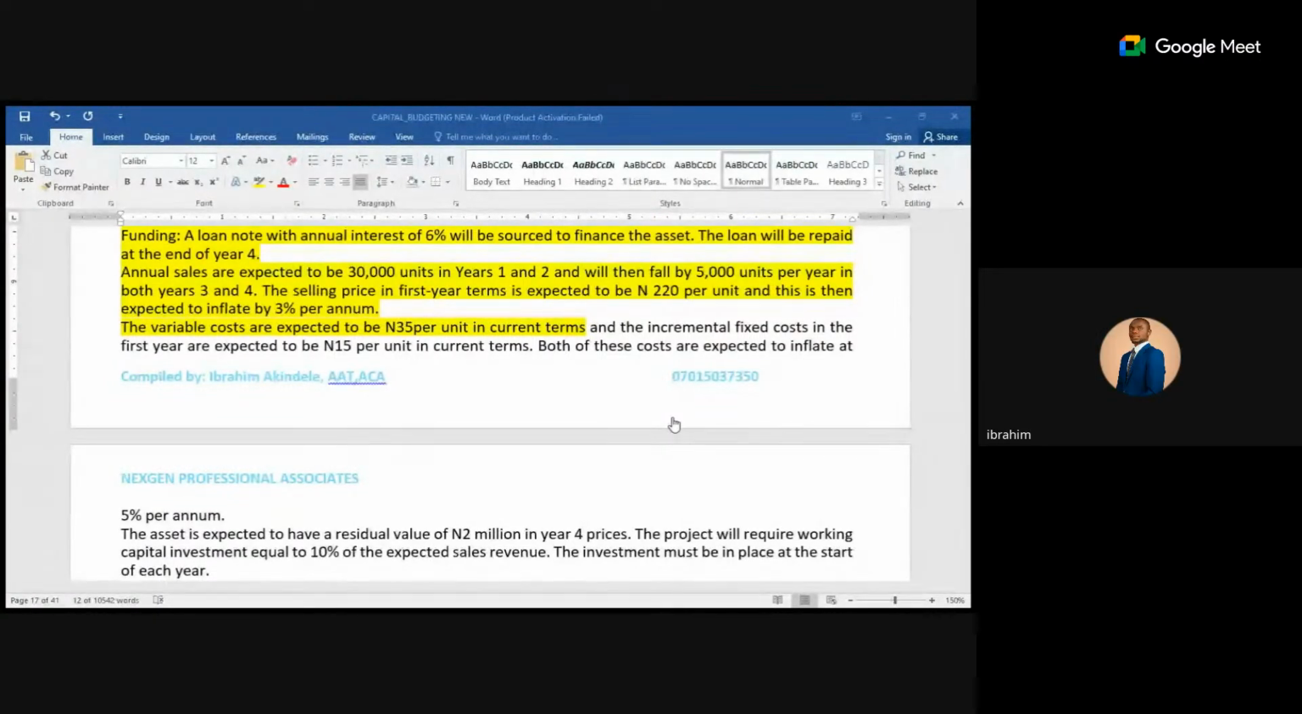No, it is not. That is according to the question. It is not starting at year 2.